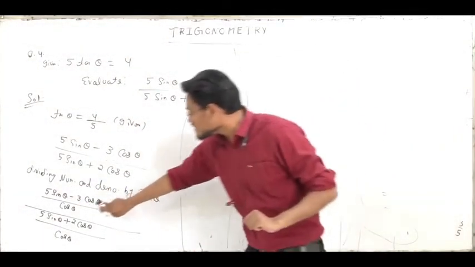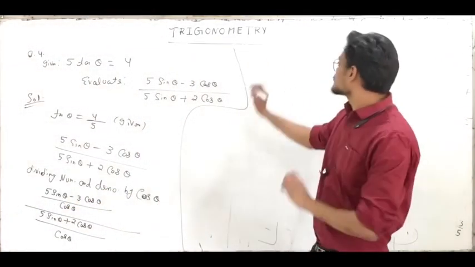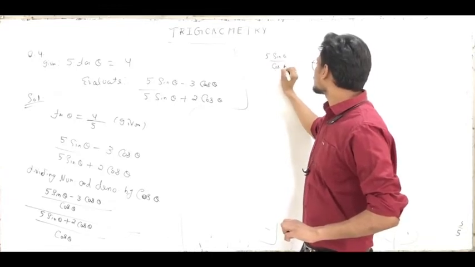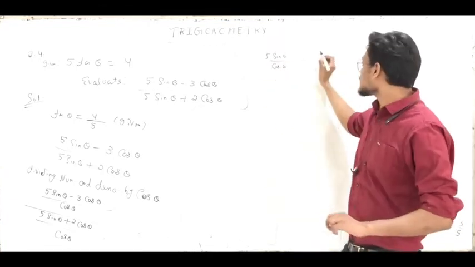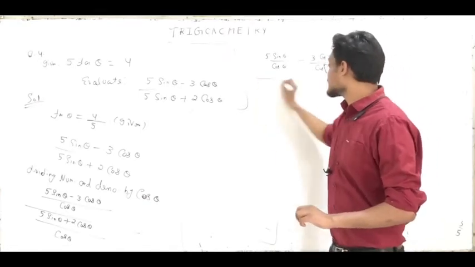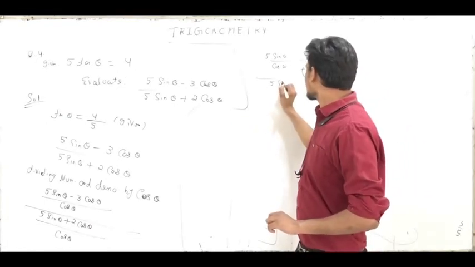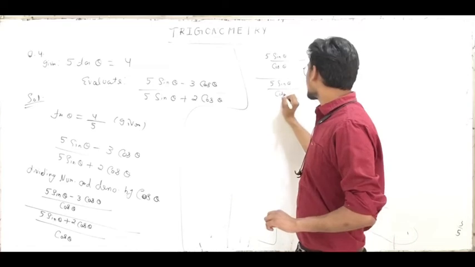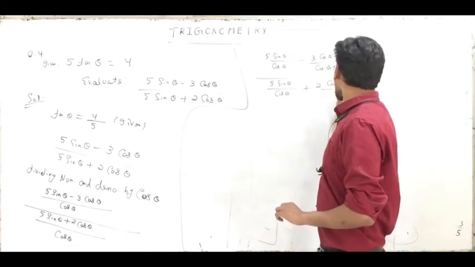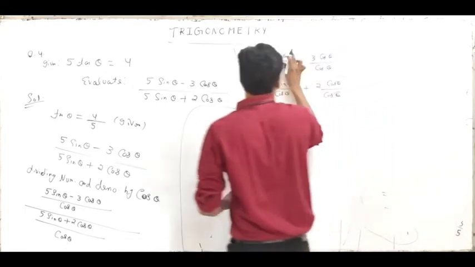So see, if I separate this denominator cos theta, so what I will get, अगर मैं cos थीटा को सेपरेट कर दूं तो ये बन जाएगा 5 sin थीटा अपॉन cos थीटा माइनस 3 cos थीटा अपॉन cos थीटा. ओके, ये तो हुआ न्यूमरेटर, एंड इन द डिनोमिनेटर ऑफ दिस आई विल गेट 5 sin थीटा अपॉन cos थीटा प्लस 2 cos थीटा अपॉन cos थीटा. So it's cancel out. Now it will become your tan theta.